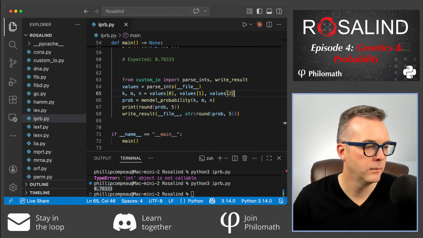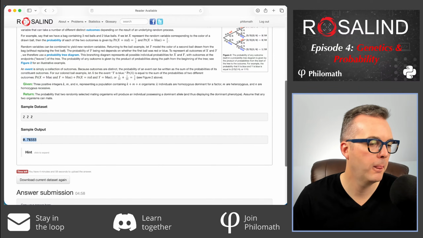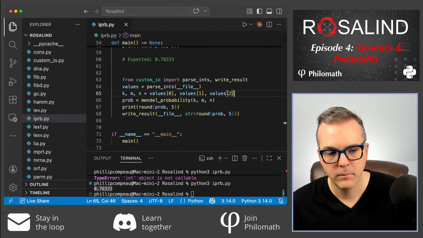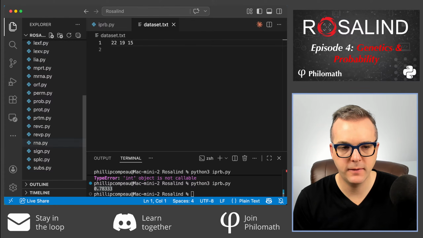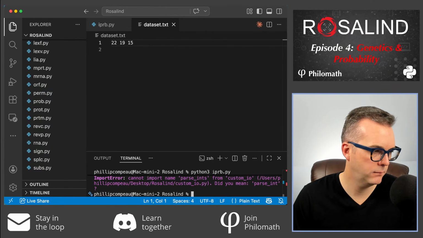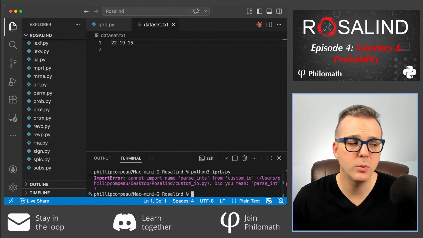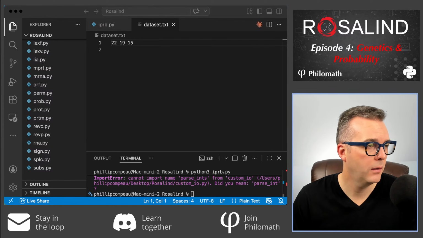So we'll save. And I'll get a data set from the platform. And once I've got my data set, let's move it over. We're always going to call it data set. And now I can rerun my code. And here is a good sign that I need to make sure that I have the updated version of custom IO. So if you don't have that, you would get a similar result to me. But let me just make sure I have that quickly.